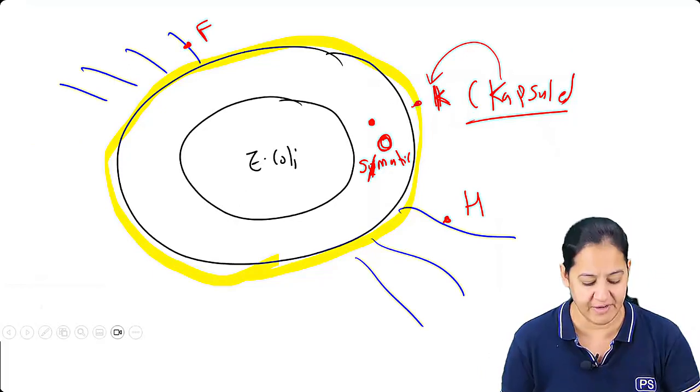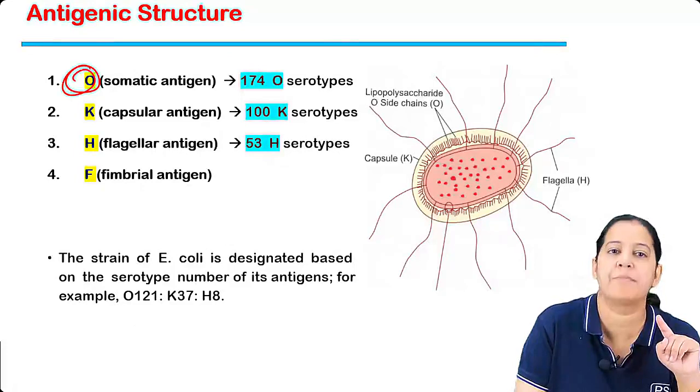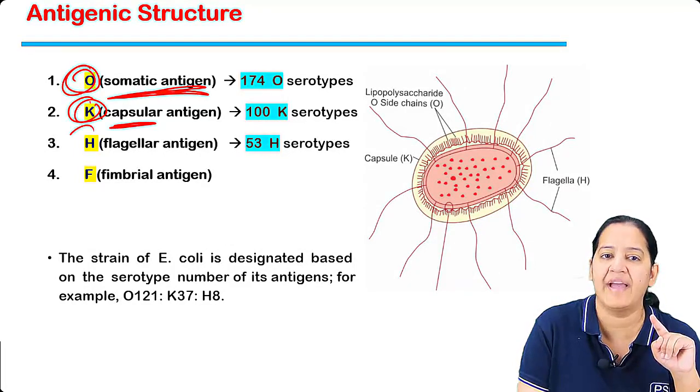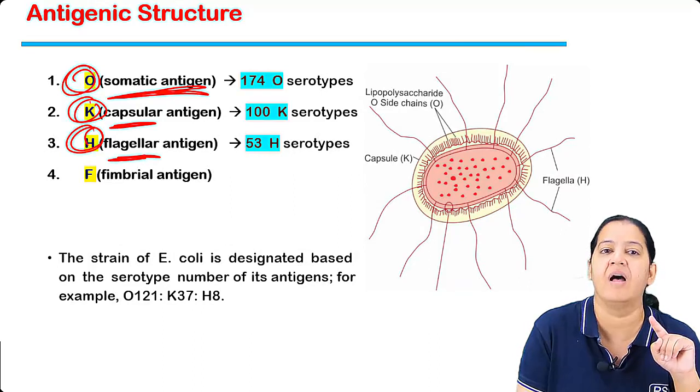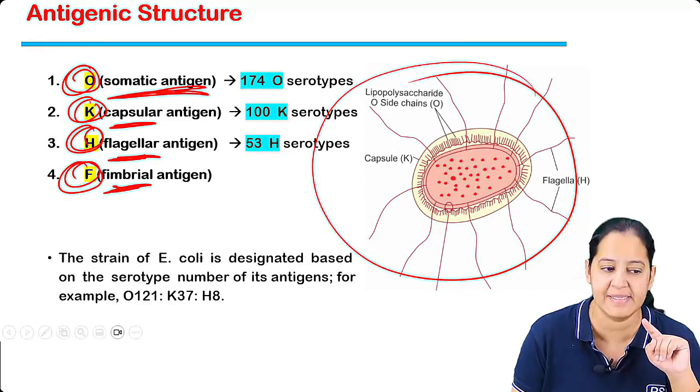Got it? Everyone got it? What are the 4 antigens? Can you tell me the 4 antigens? Say, ma'am, O is present in the cell wall. K is present in the capsule. H is present in the flagella and F is present in the fimbriae. You can see the 4 antigens here. Say yes. Everyone say yes.